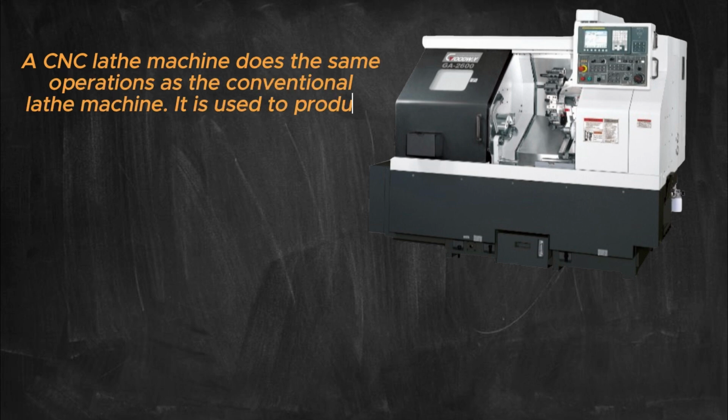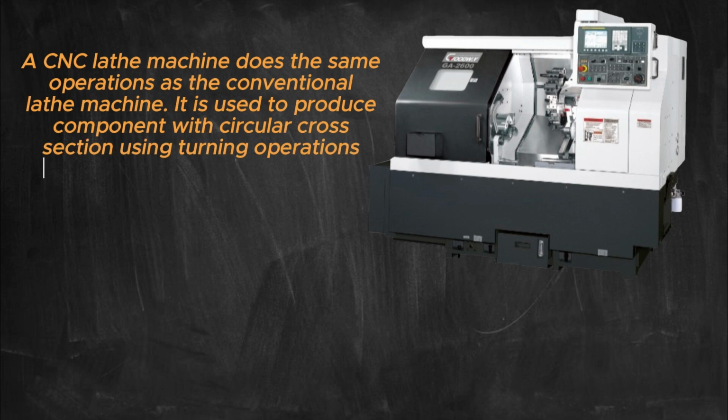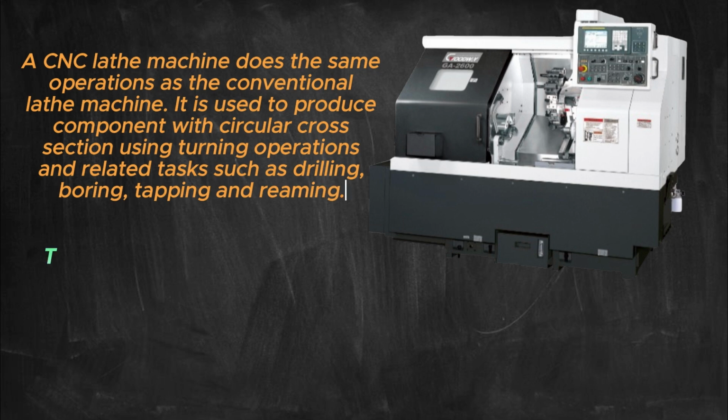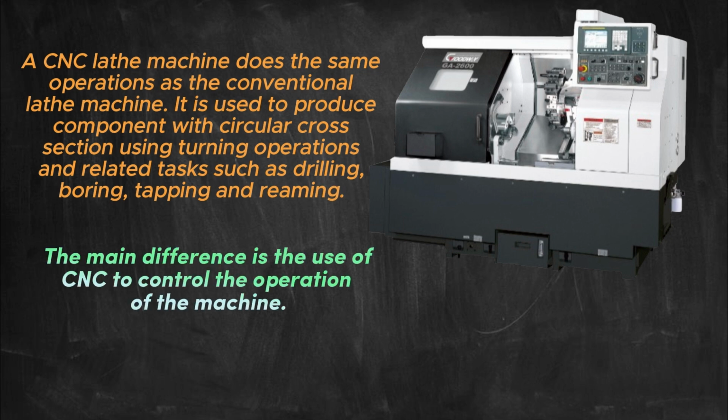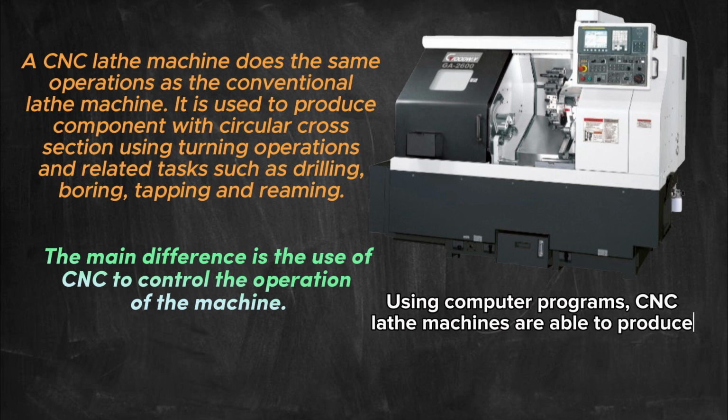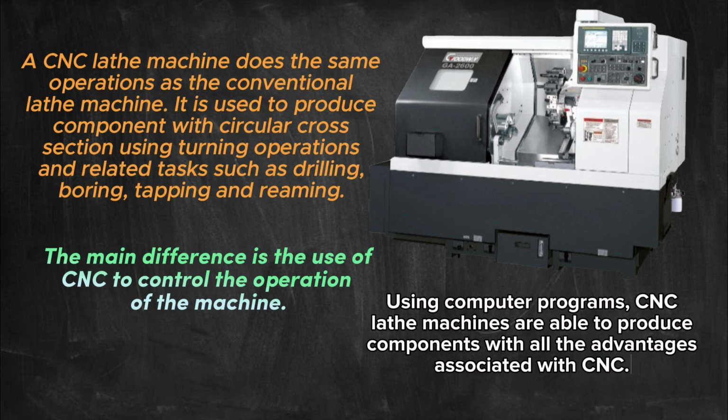It is used to produce components with circular cross-section using turning operations and related tasks such as drilling, boring, tapping, and reaming. The main difference is the use of CNC to control the operation of the machine. Using computer programs, CNC lathe machines are able to produce components with all the advantages associated with CNC.